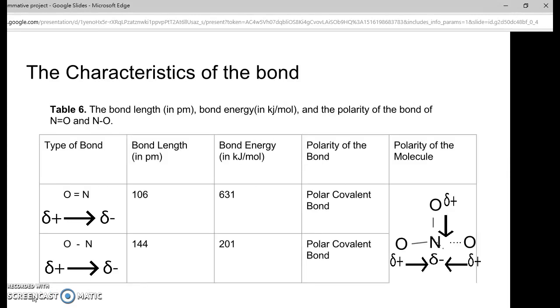Then we are going to talk about the bond length, bond energy, and polarity of the bond N double bond O and N single bond O. Since we are not talking about the potassium, the combination of the compounds will be N double bond O and N single bond O. Both the single and double bonds formed between nitrogen and oxygen are polar covalent bonds. The bond energy to break the double bond is 631, while the bond energy to break the single bond is 201. The length of a double bond is 106 and the bond length for a single bond is 144.